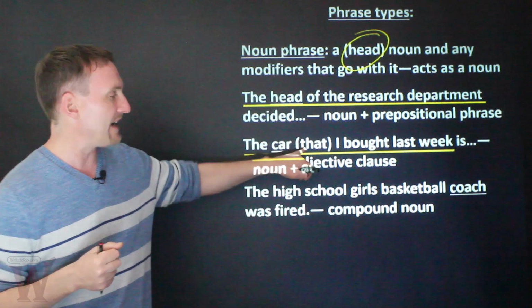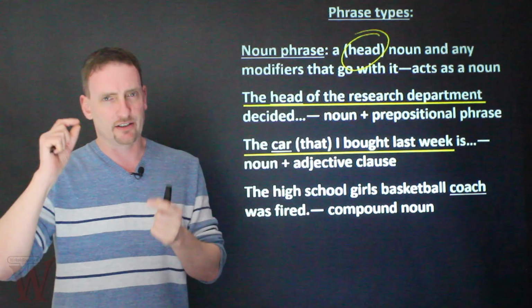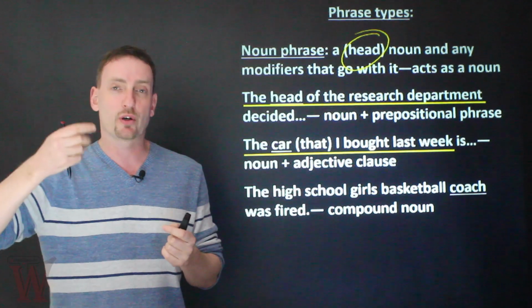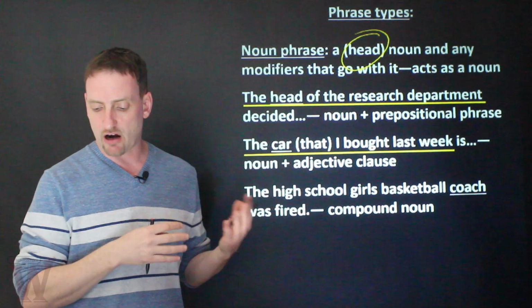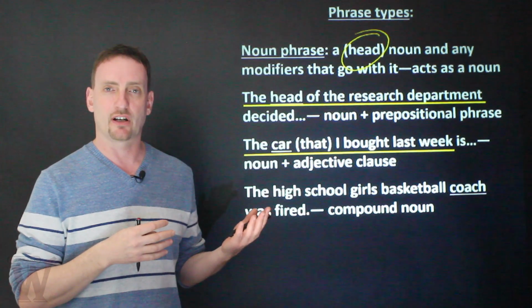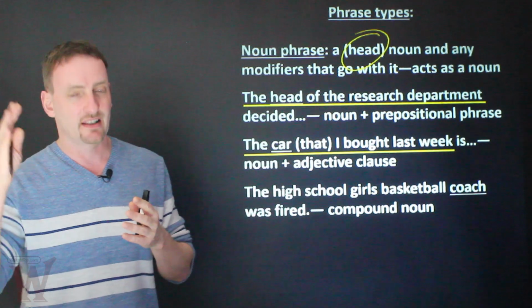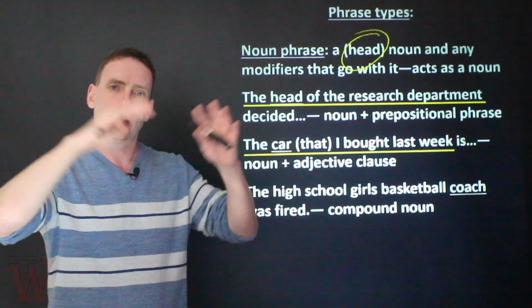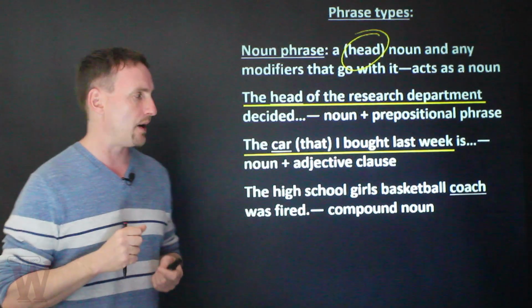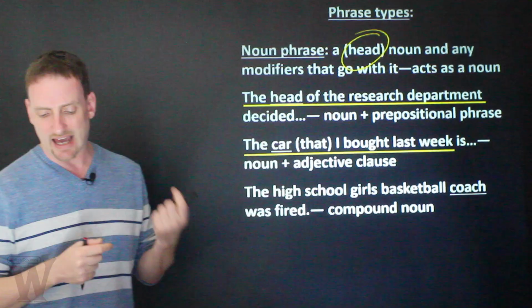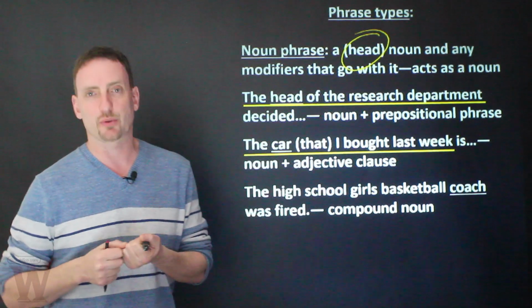The reason I put that in brackets is just to make sure you understand. I can take the word that out. The car I bought last week. The car I bought last week is still an adjective clause. You must recognize that it's identifying the car and working together to make the noun phrase. And then I have the high school girls basketball coach was fired.